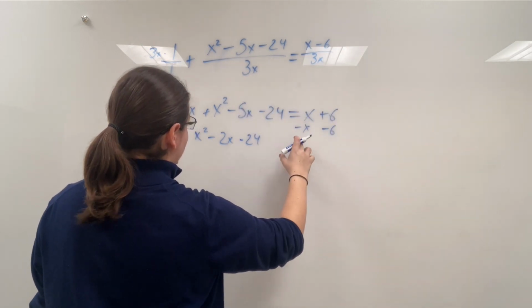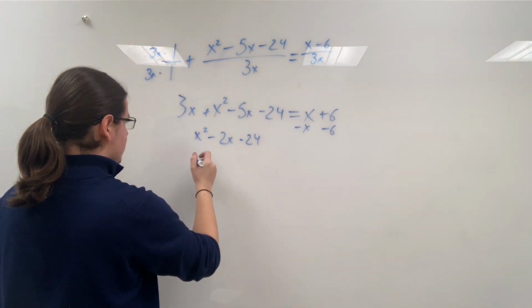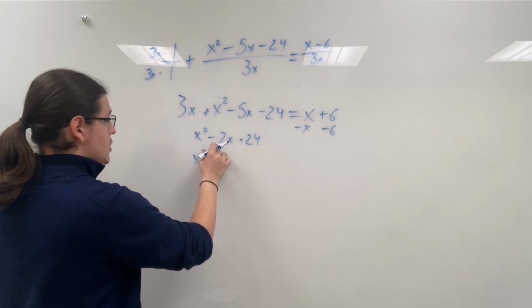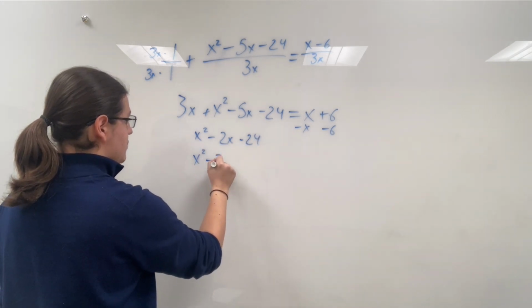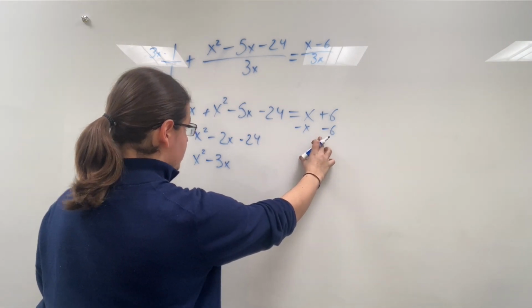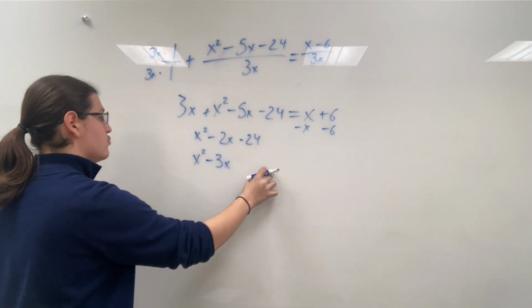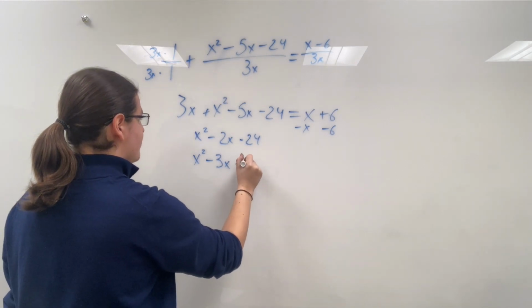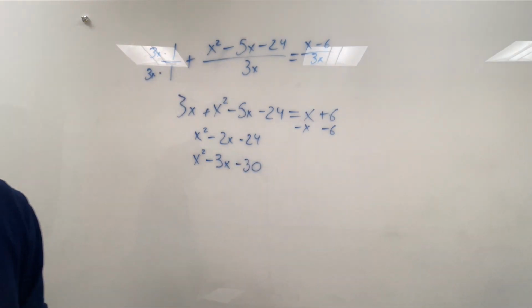Just want to make sure I'm doing this right. Minus x. So, x squared, 2x minus x, that's going to be minus 3x. Minus 24 minus 6 is going to be minus 30.